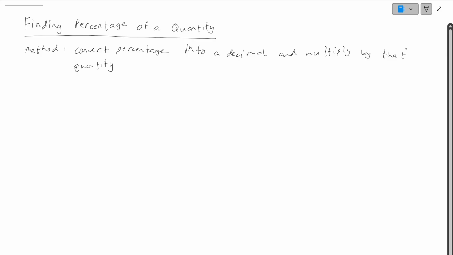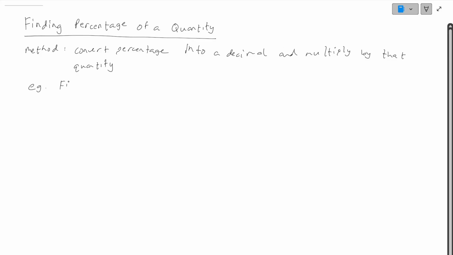And the method for this is to convert the percentage into a decimal and then multiply by that quantity. If you do not know how to convert percentages into decimals, check the video on the top right on the info card. Let us take a look at an example.